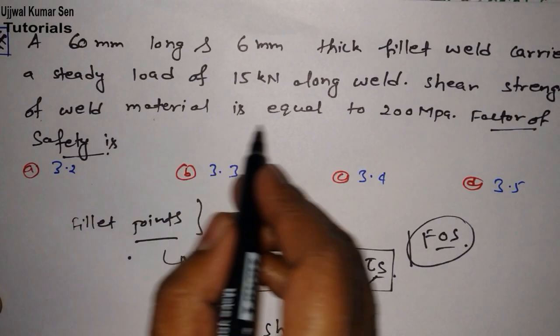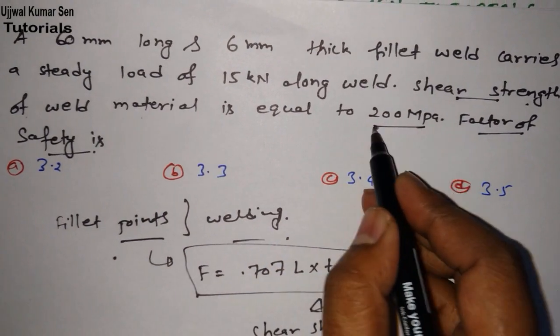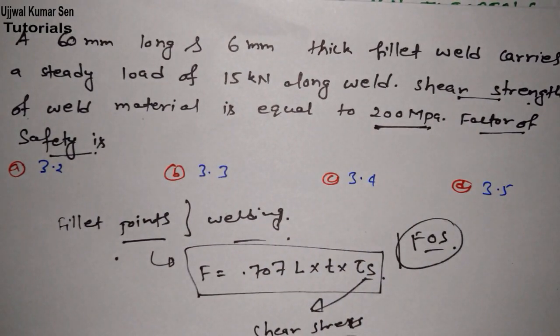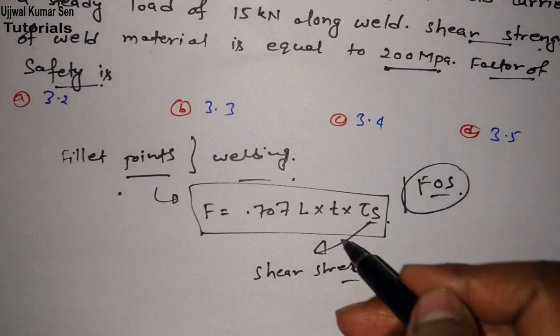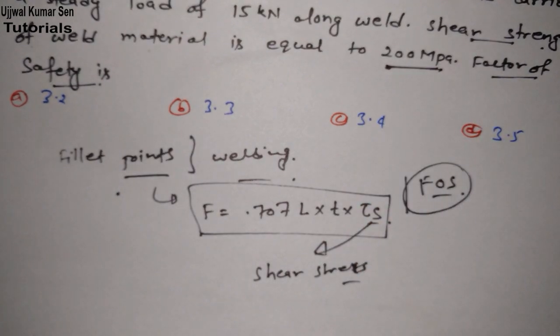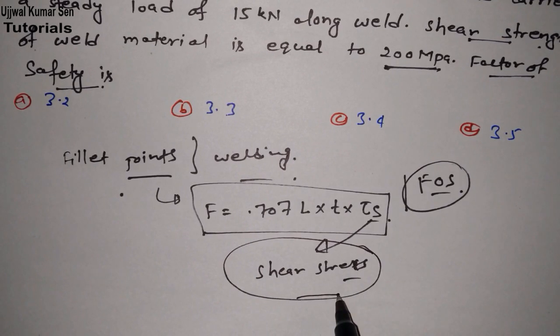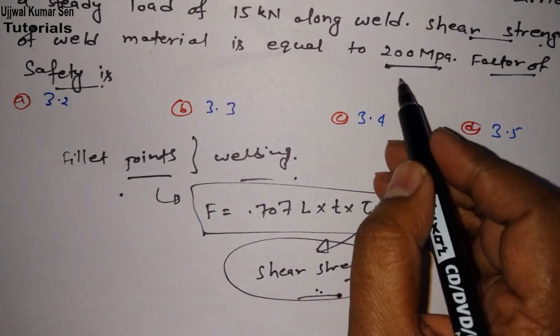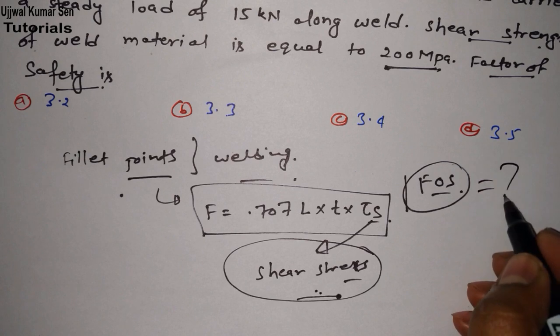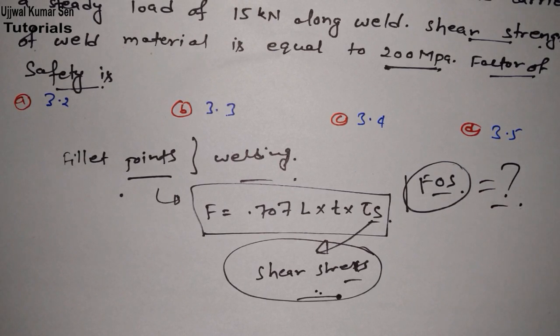And they said that the shear strength of the material is 200 megapascal. Then what we have to do is compare, that is, find the ratio, which is the main thing we are going to find out. We have to divide this by this, and the value we get is known as the factor of safety. What is basically factor of safety?